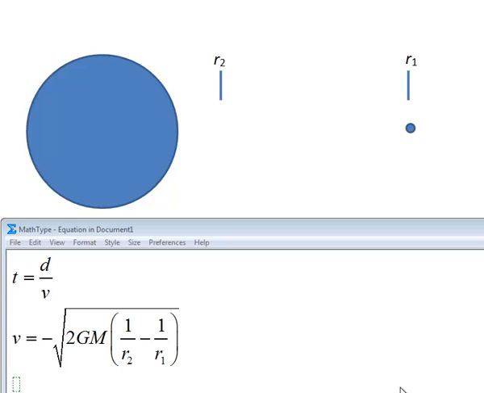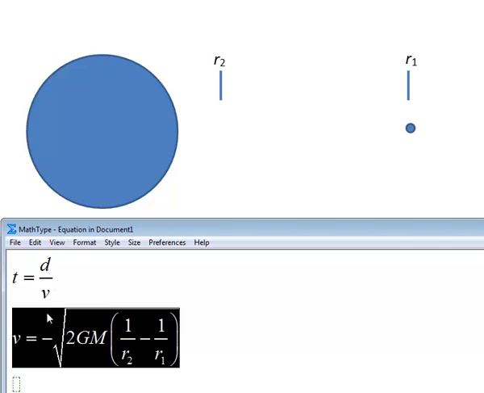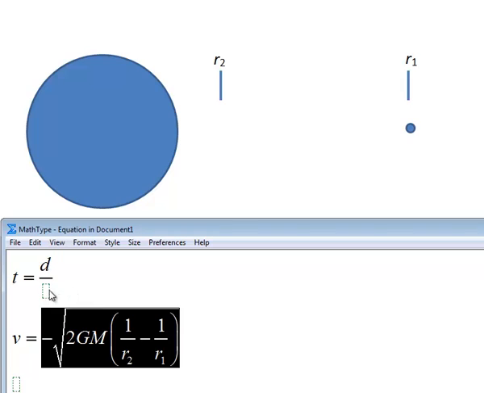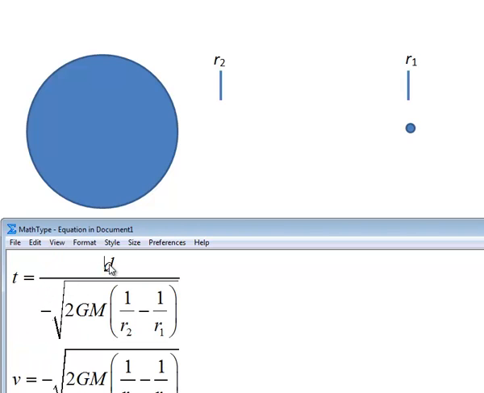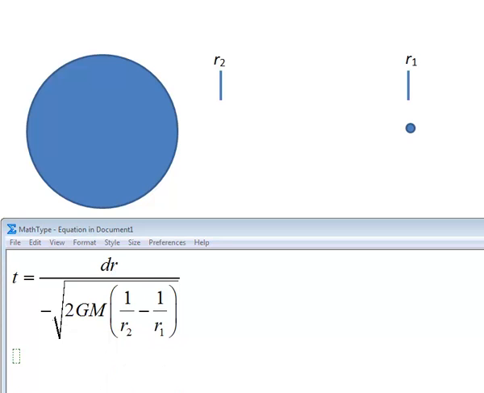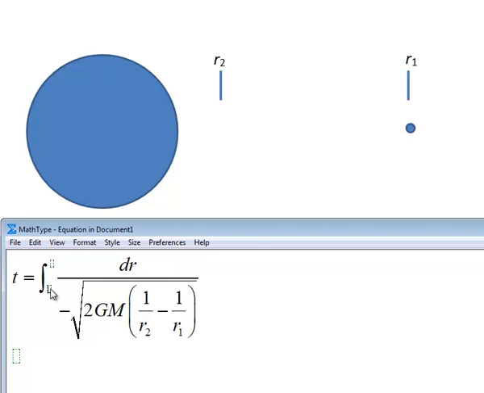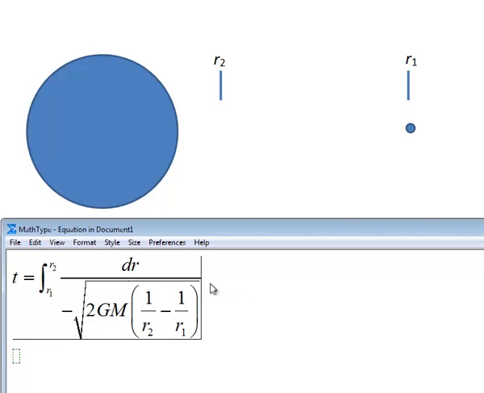So now I can get the amount of time it takes for this object to fall through a differential slice. By plugging it back into my original time formula, and the d in this case is going to become dr, the distance of the differential slice. And all of the differential slices added together will give me the integral from r1 to r2. And now I have my expression.